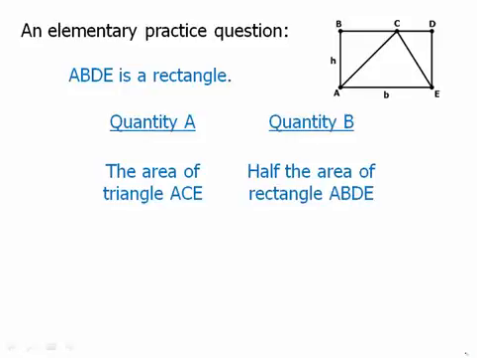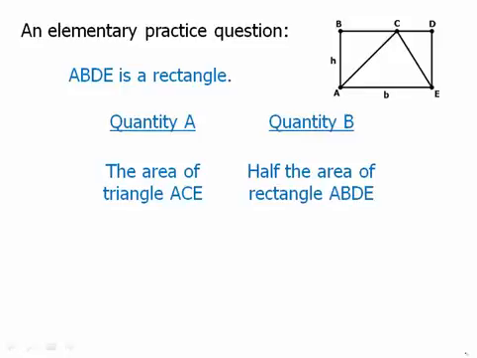So here we're told that ABDE is a rectangle. And we want to compare the area of the triangle, ACE, to half the area of the rectangle. Well, let's think about this. I'm going to be reminding you of some geometry formulas. If this is unfamiliar, don't worry. We'll have a whole module on geometry coming up later. You don't need to have this memorized inside out right now. Just kind of a reminder.